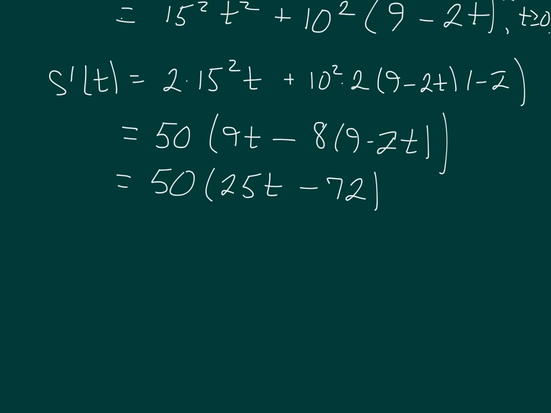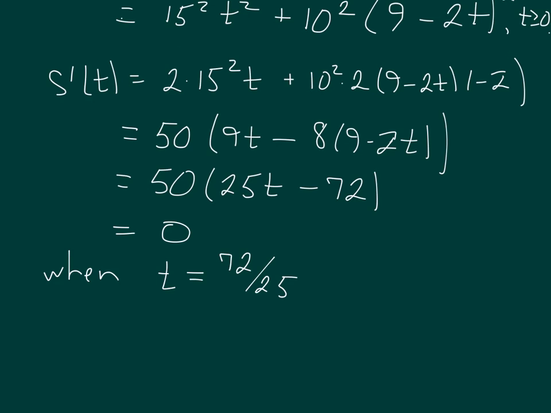Okay, so we now have our formula for s prime of t. We're looking for the critical numbers, so in this case, because s prime of t certainly always exists, we're just going to look for where s prime of t is 0. So this is equal to 0 just when 25t minus 72 is 0, which is to say when t is equal to 72 divided by 25, which we can't reduce further.